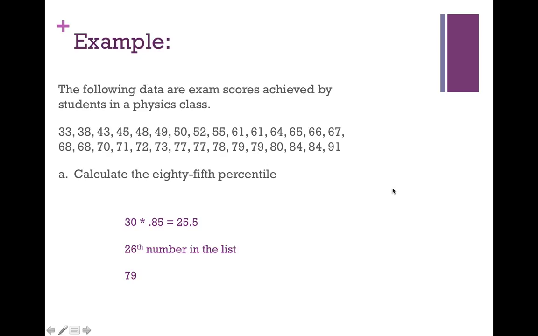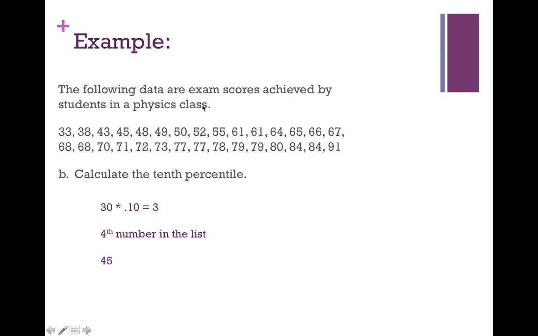Let's keep this same set of data but look at a different percentile. So I'm going to calculate the 10th percentile. I'm going to figure out what 10% of my data is. There were 30 numbers up here. So 30 times 10% is 3. We're always going to go to the next number. Always go to the next whole number. So that would be the 4th number in the list. 1, 2, 3, 4. So my answer is 45.